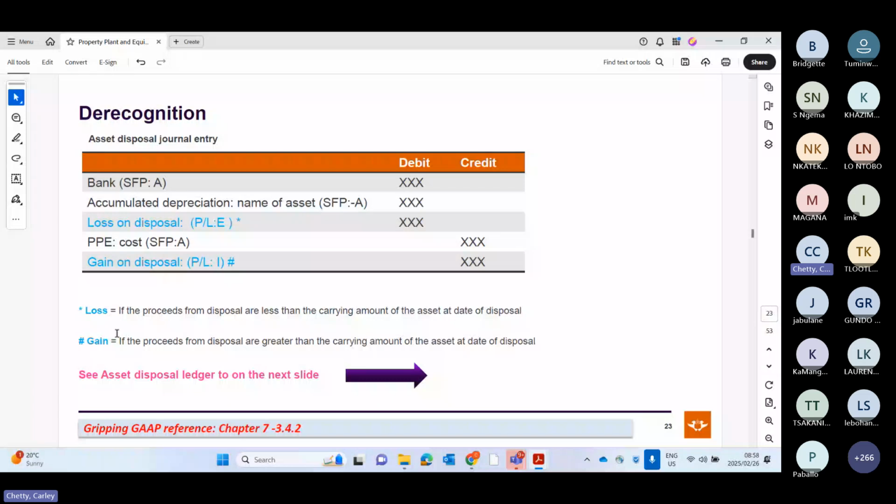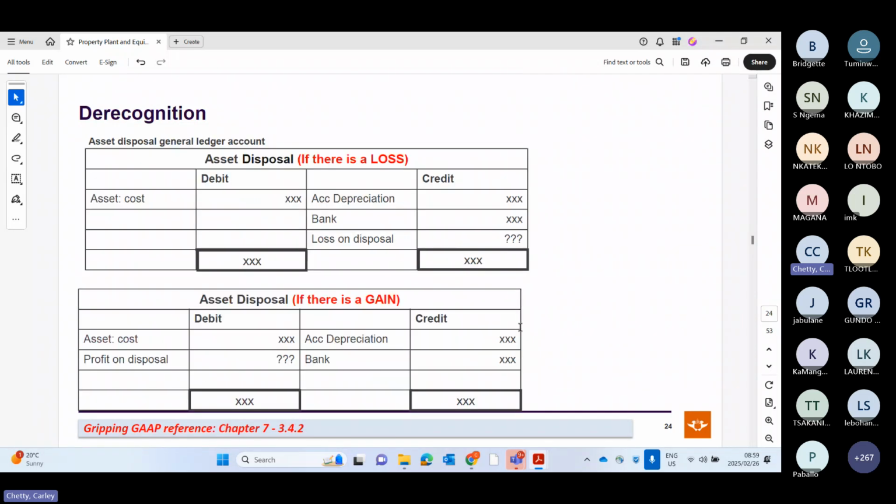So how do we show this in an asset disposal account? If we have a loss, this will be our asset disposal account here. We will debit the cost of the assets. So this is the asset disposal, which helps us determine the loss on disposal. So you'll debit the asset cost in the asset disposal. We'll credit the accumulated depreciation and credit the bank. And this will then determine what our loss is.